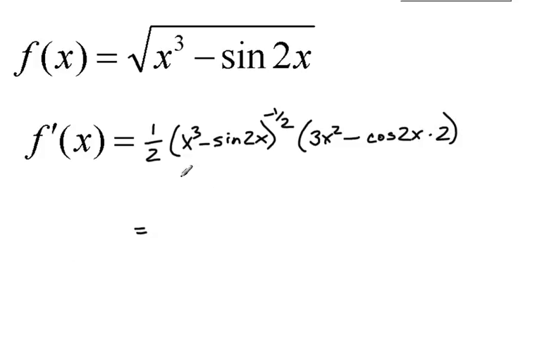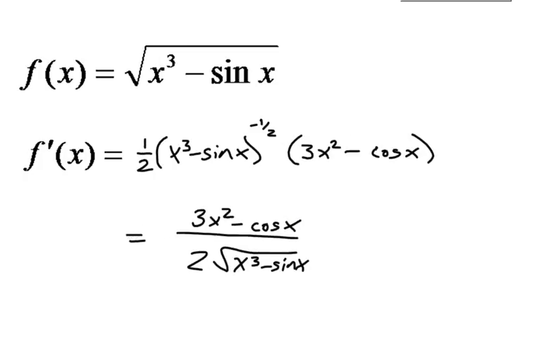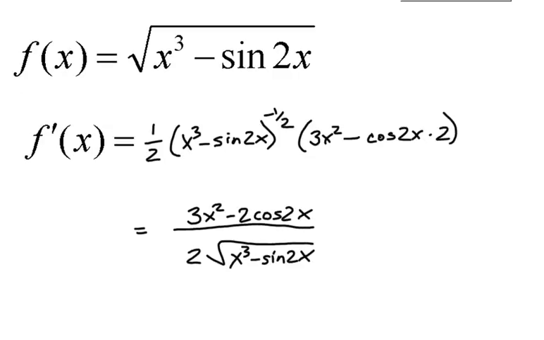Again, we can clean this up a bit. So we can just say, okay, well, this is 2 square root x cubed minus sine 2x, and the root down here, and on top 3x squared minus 2 cosine 2x, and that's that. So the answer looks very similar. The only difference is we have 2 x's in here and an extra 2 out there. Otherwise, it looks very similar to that one.